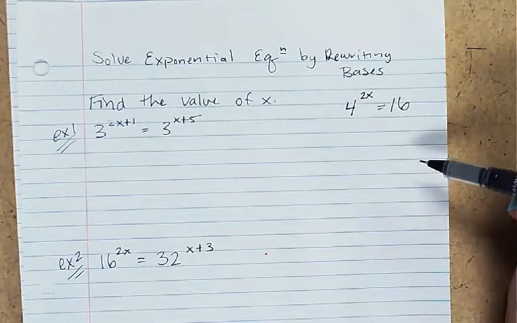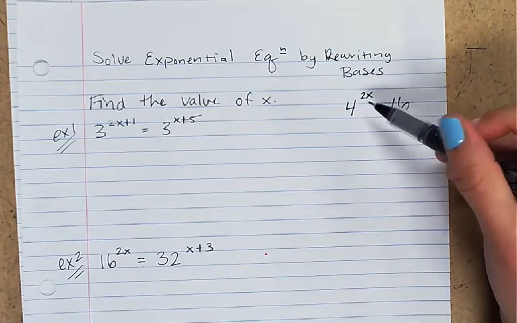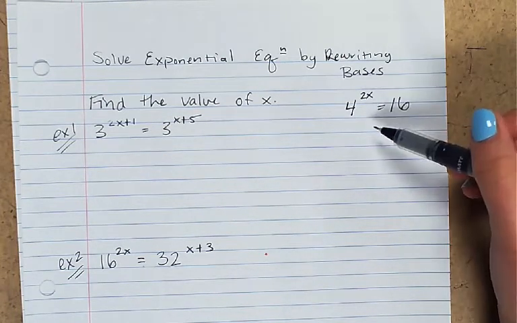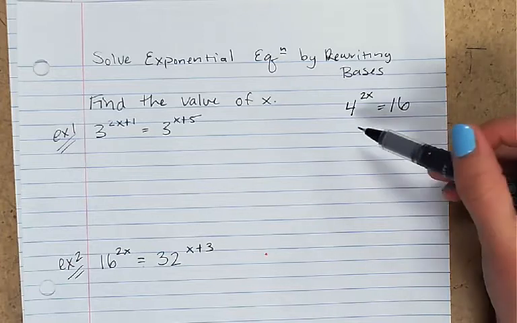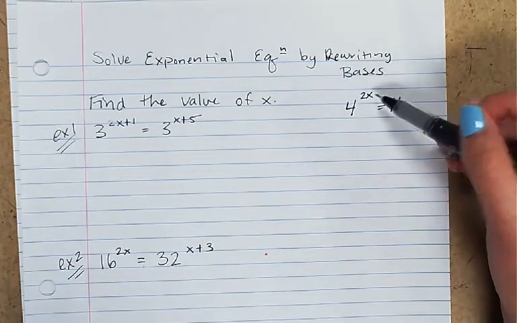A lot of times when you haven't solved these before, the impulse is, oh, well, to get to the 2x, I have to divide both sides by 4. That's not what's happening. Remember, division undoes multiplication. This isn't 4 times 2x. It's 4 to the power of 2x.